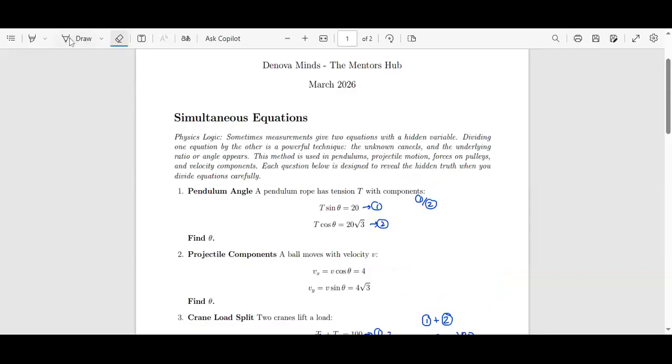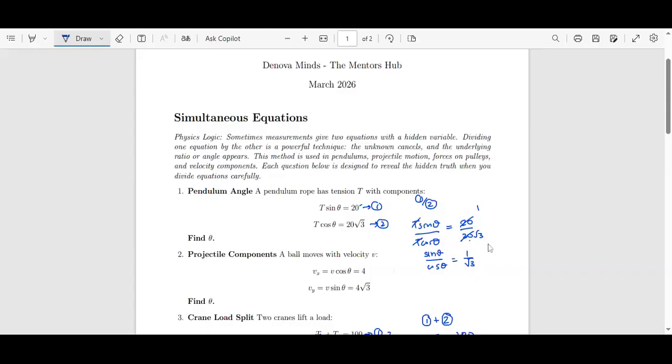When you divide, the first equation has T sine theta on that side, and the second equation has T cos theta. That's equal to 20 over 20 root 3, since on the other side we divide 20 by 20 root 3. You can see T and T get cancelled off. So I have sine theta over cos theta equals 20 over 20 root 3. Cancel off 20 and 20, 20 divided by 20 is 1. So 1 over root 3.